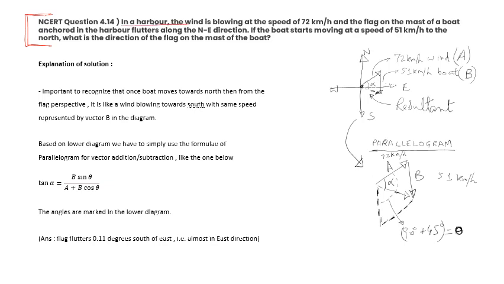In a harbor, the wind is blowing at the speed of 72 kilometers per hour, and the flag on the mast of an anchored boat is fluttering along the northeast direction. So there is a wind of 72 kilometers per hour, because of which the flag is fluttering in the northeast direction. Now look at the diagram here.